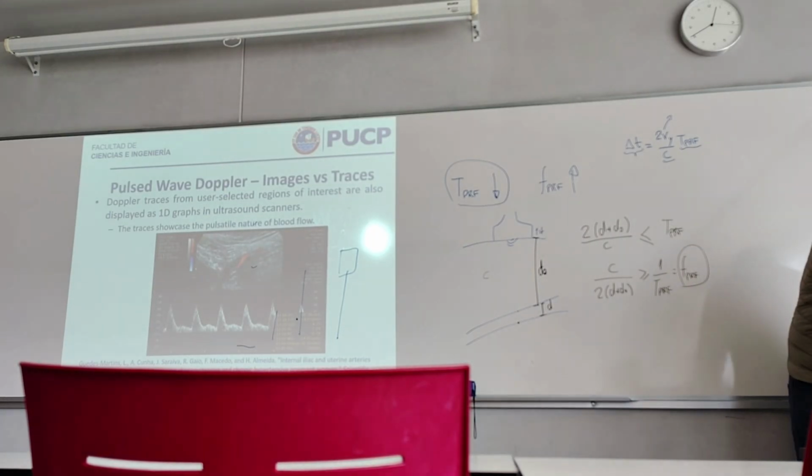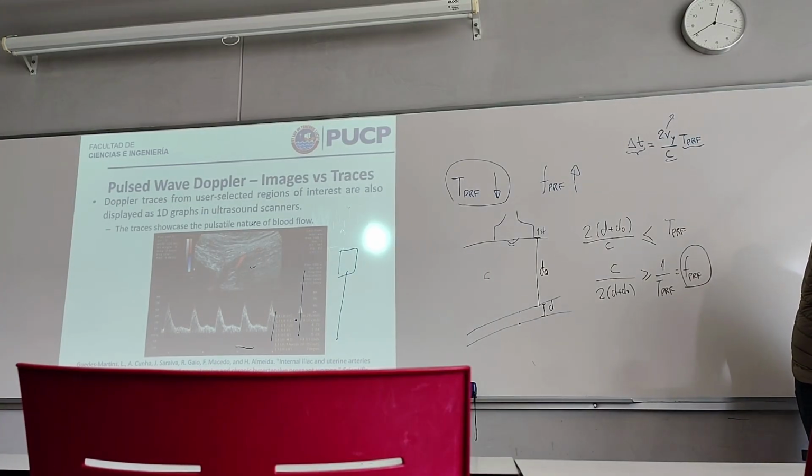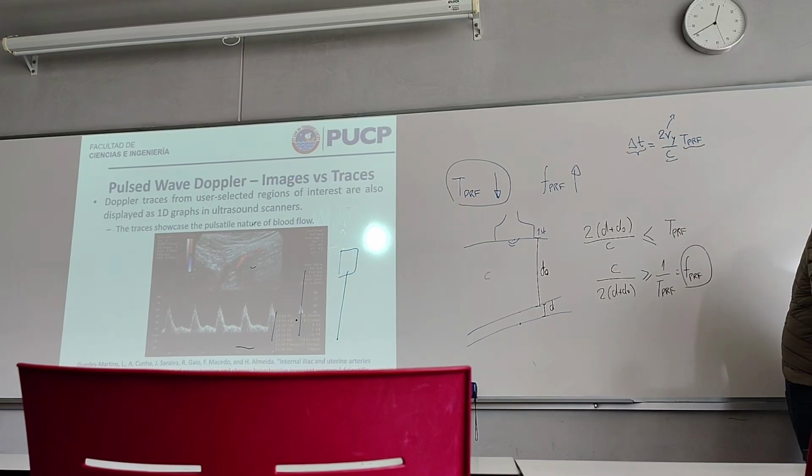Pulse wave Doppler traces from user selected regions of interest are also displayed as 1D graphs in ultrasound scanner. The trace showcases the pulsating nature of blood flow.